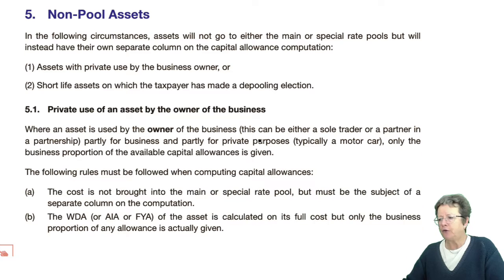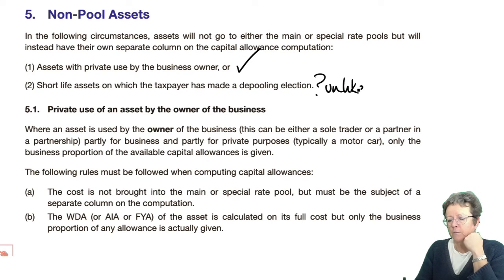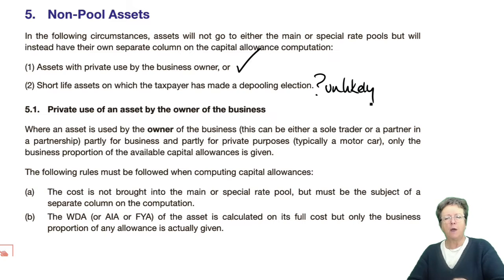Now, there are some circumstances where we have some assets that don't go in the main pool and they don't go in the special rate pool. They have their own separate item, its own separate column. Now, this one you will come across in your exam. This one is very unlikely, but you just need to be aware of it.